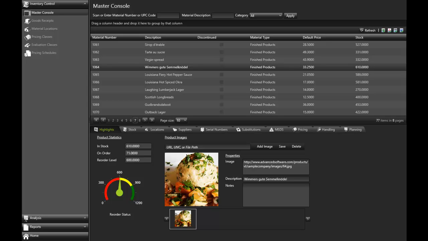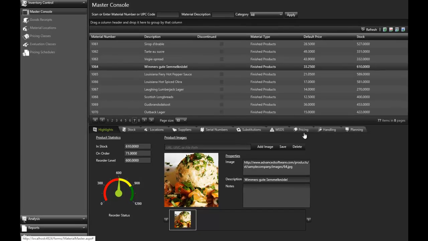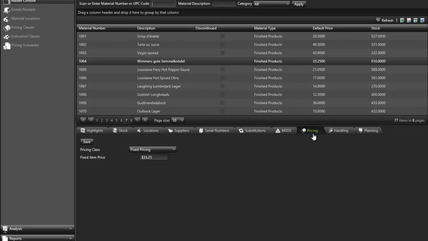In an earlier video, we discussed how to set up pricing for items from inventory and materials management's perspective. Essentially, for each item that I have in stock, I can go to the pricing tab and define how that item is priced by choosing a pricing class. And these classes are things that I can establish in other parts of the software. So let's go look at what that means.